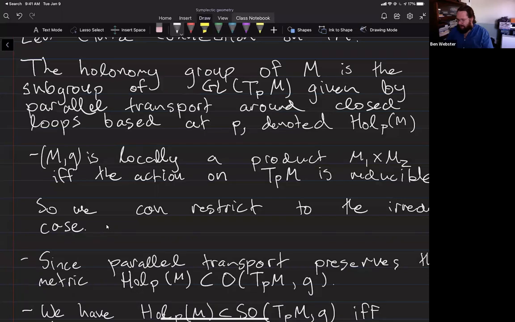There's probably some discussion to be had about whether you actually want all closed loops, or only ones that are trivial in pi one. I think in different situations you want different things. I'm not going to really worry about the pi one thing, but keep that in mind.